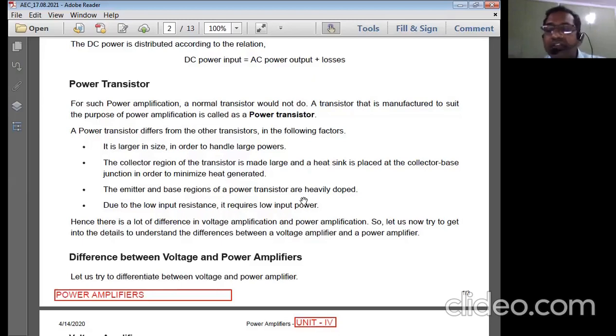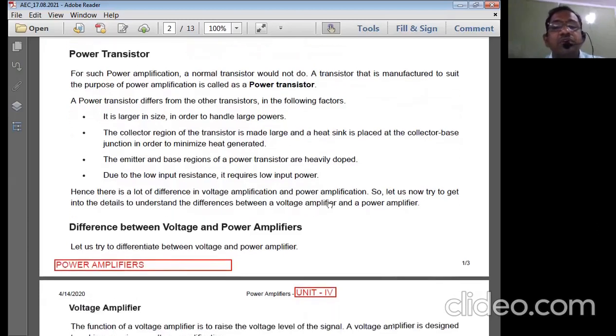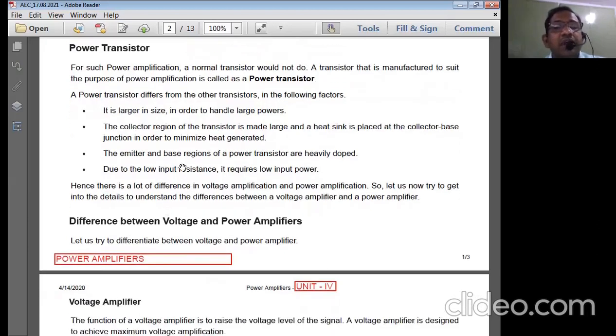Okay. And at the same time, two terminals have to be brought out, one from the collector and another from the base, especially for the power handling of the transistor amplifier. So this is what we have. The next is that the emitter and base junctions of the power transistor are heavily doped. That means the emitter-base junction, known as the emitter junction, is going to be heavily doped in the case of power amplifiers.